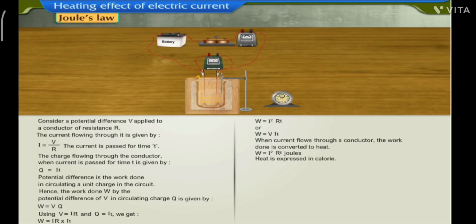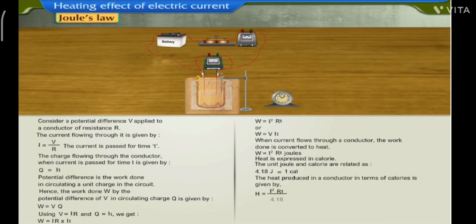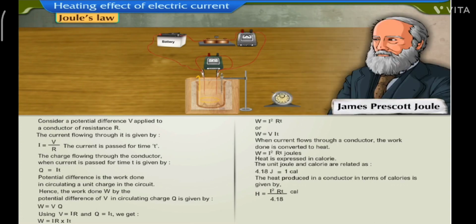Heat is generally expressed in heat units, that is, in calorie. The relation between joule and calorie is 4.18 joule is equal to 1 calorie. Hence, heat produced in a conductor in terms of calories is given by H is equal to I square Rt divided by 4.18 calories. This is put in a law by scientist James Prescott Joule.